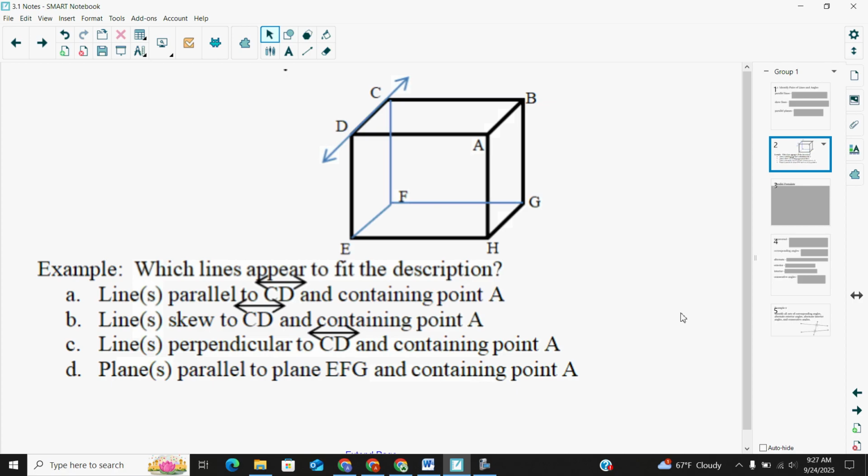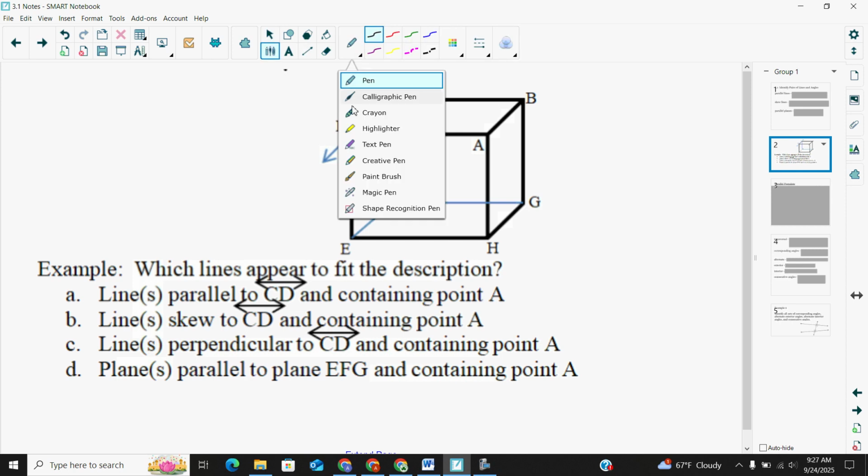So again, we've got our cube. They've labeled all of our points. They ask us several questions here. So parallel to CD. Parallel to CD means it needs to not intersect CD. And it also needs to contain point A. So point A is over here.